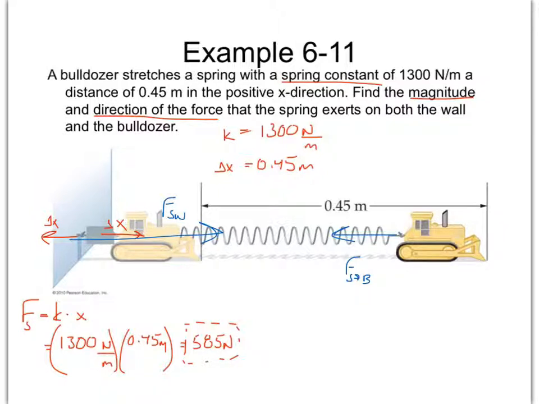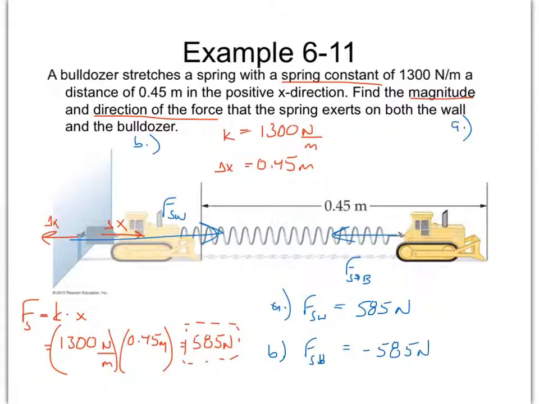So we could say for part A, the wall being A, and the bulldozer part B right here. For A, we can say the force that the spring exerts on the wall, let's call that direction positive, that's going to be negative, right? We can just say that it's 585 newtons. Part B, the force that the spring exerts on the bulldozer is going to be negative 585 newtons, if we apply the coordinate system right here. So that was actually pretty easy.